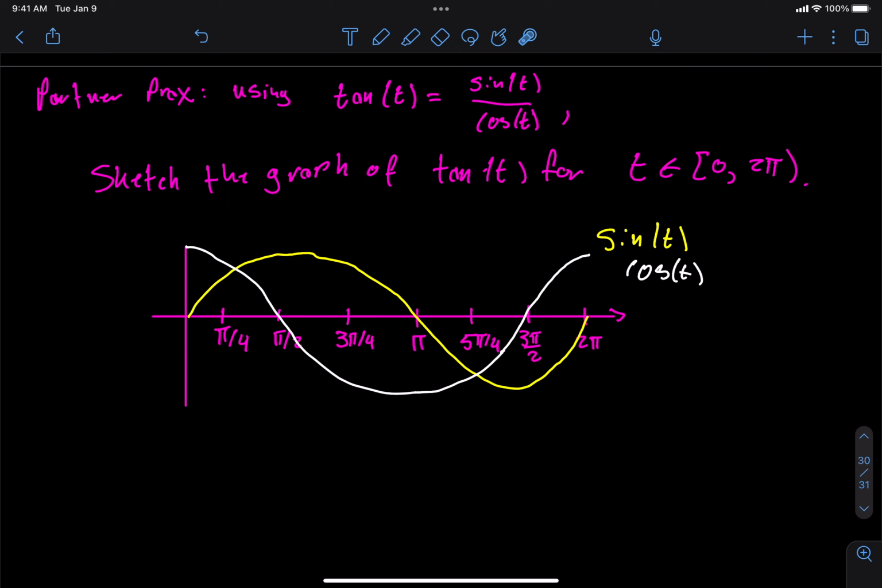You're on, like, pi over 2. Would it be undefined? Because it's y over x. You know, I said that before. It's not really like 0, it would be like the angle 1 over 0.